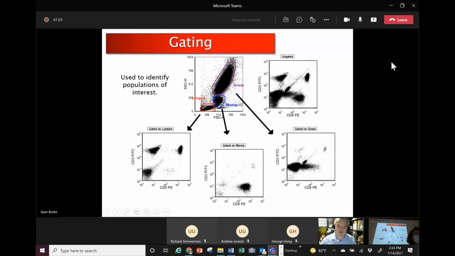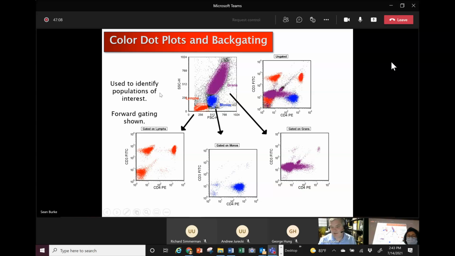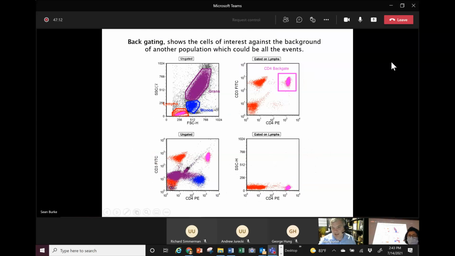We can do that over and over again through the populations of interest and identify what's going on. Now, there's also something called backgating. Essentially, backgating is assigning colors to these populations on these charts. So I can give these populations different colors from my gates, and then when I look at different markers, it helps me visualize, without looking at the gate that's applied to a plot, all these populations on top of each other.